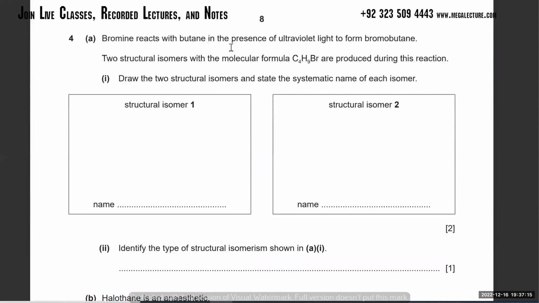So bromine reacts with butane in the presence of ultraviolet light to form bromobutane. 2 structural isomers with the molecular formula C4H9Br are produced during this reaction. Draw the 2 structural formulas and state the systematic name of each one of them. So you got butane with one bromine attached to it. That bromine could either be at the end or it could be on the second position. So structural means you have to show the structure as well. You can draw a fully displayed version, although he did not ask for it, but I guess that would be the safer option.